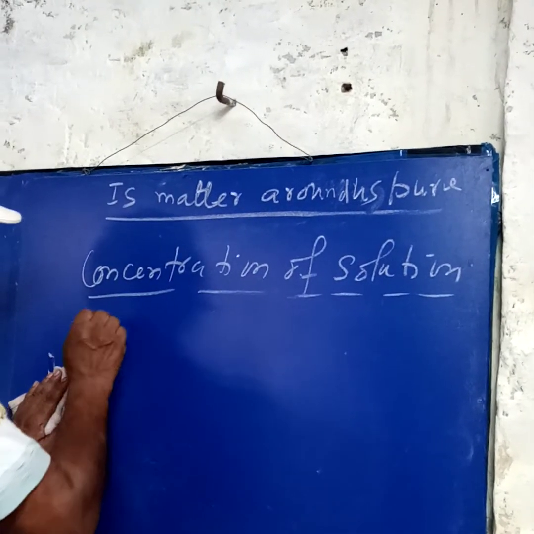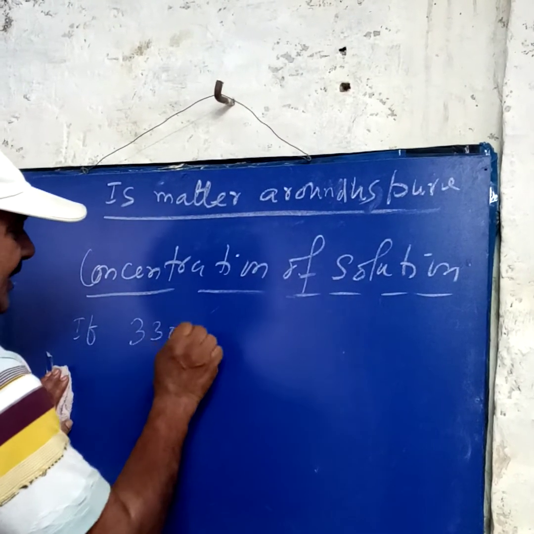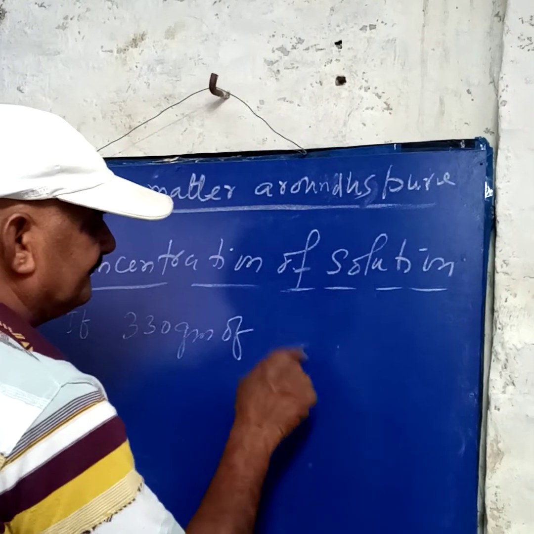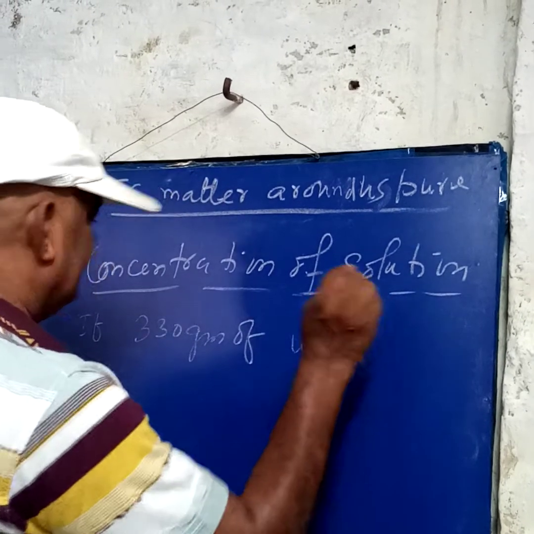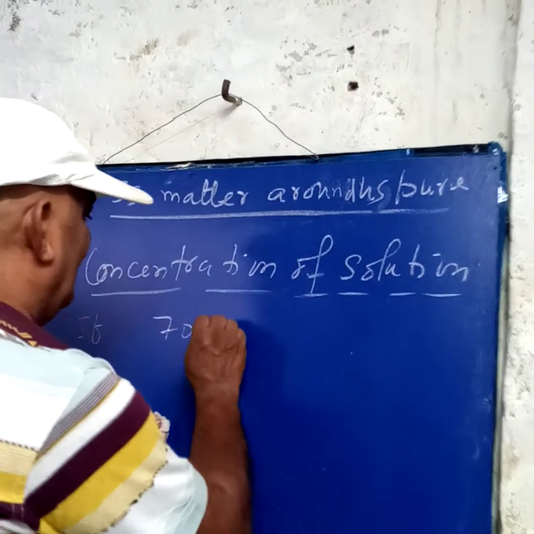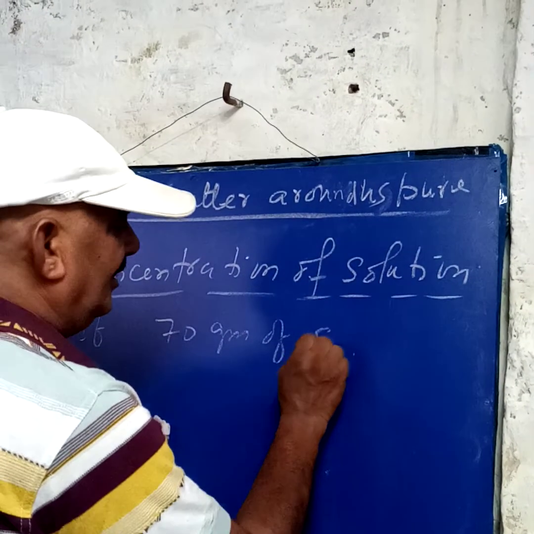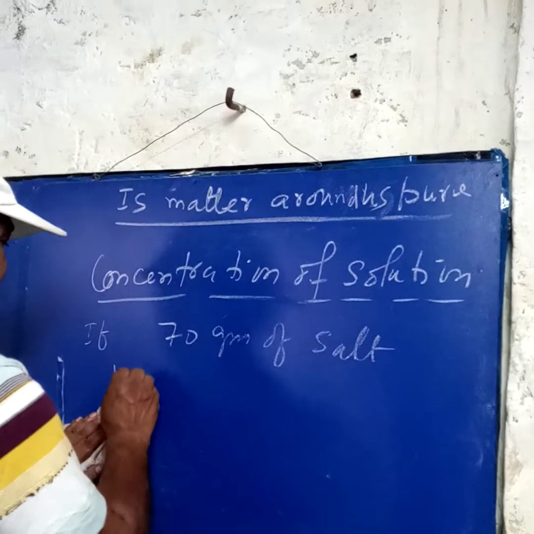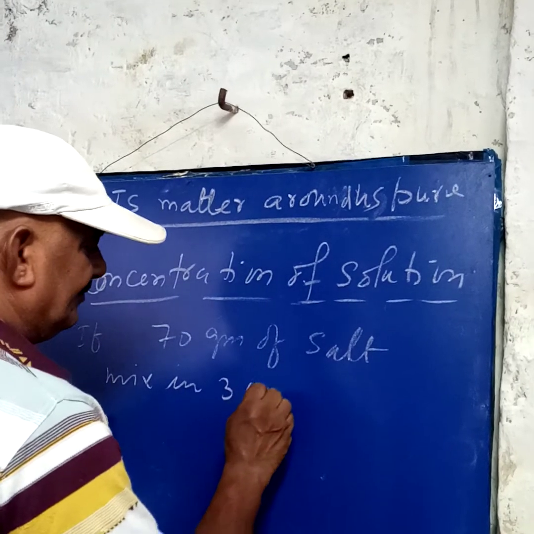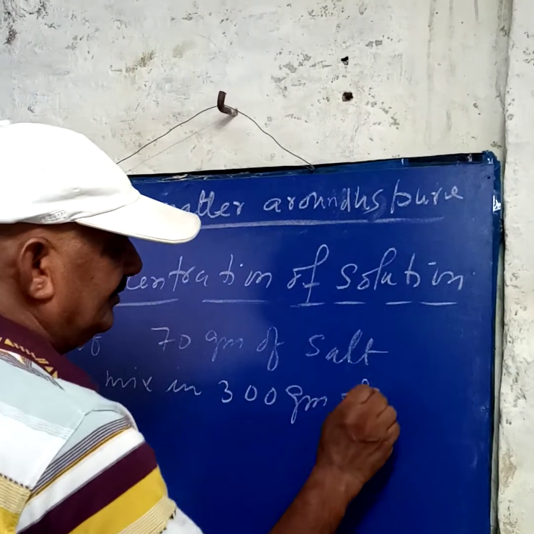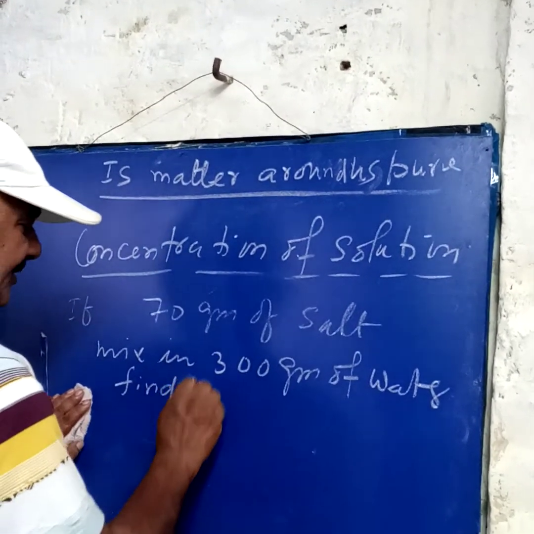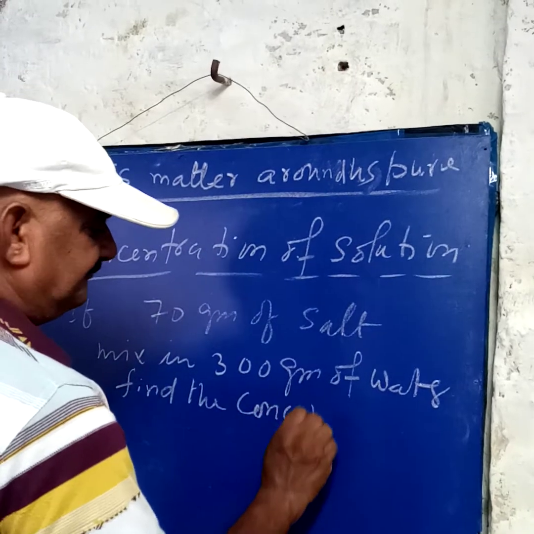If 70 gram of salt is mixed in 300 gram of water, find the concentration of solution.